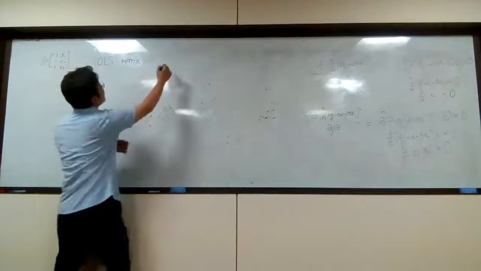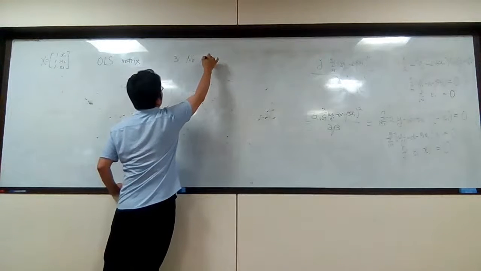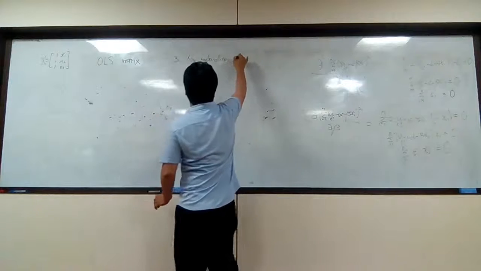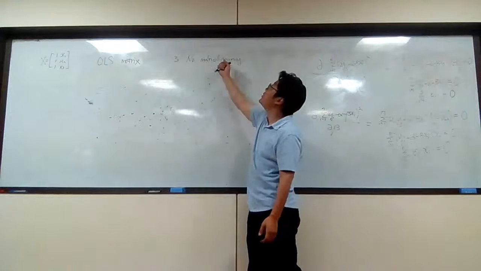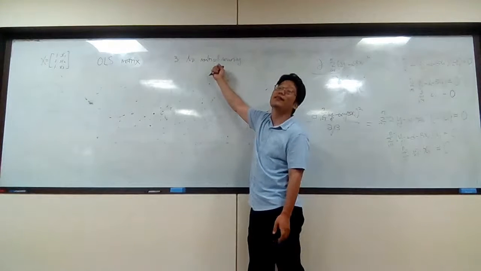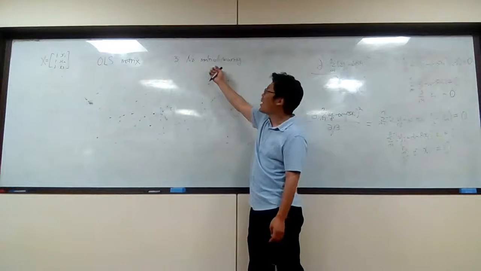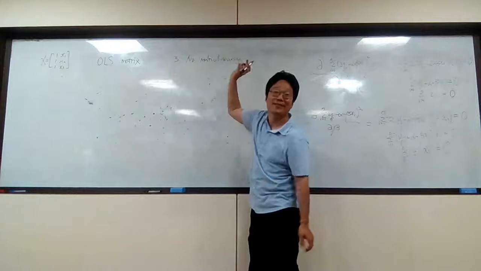In my third assumption, number 3, I told it no multicollinearity. I will explain this part later. In simple terms, this no multicollinearity means that the determinant is non-zero. But I will explain this one later. Okay? At this moment, forget about this part.